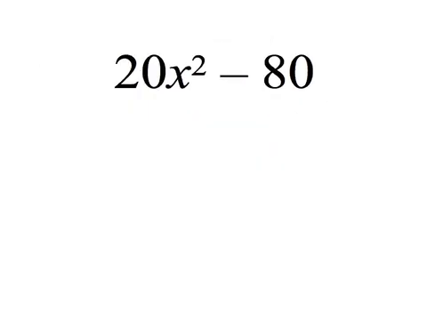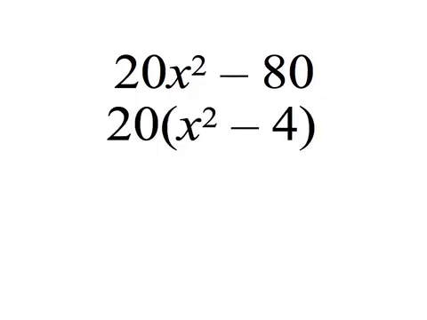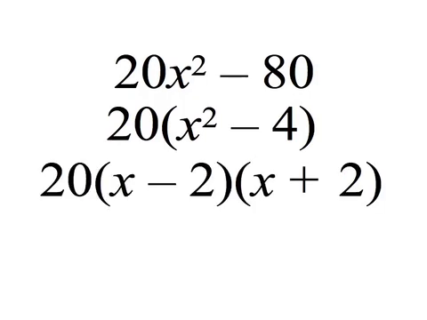And here's a binomial, but the greatest common factor is 20. So we factor out the 20, and now we're looking at a difference of squares. And there it is. And there is our factored form for 20x squared minus 80.